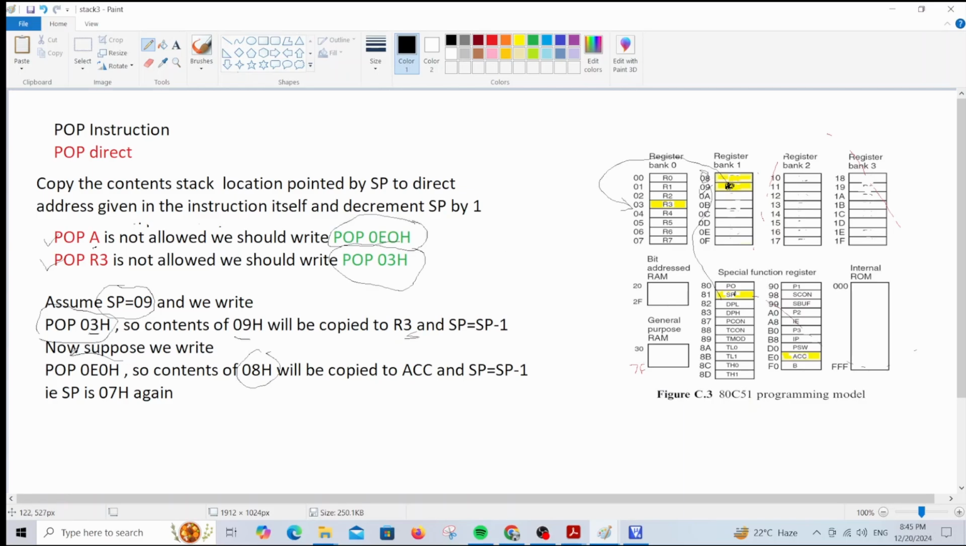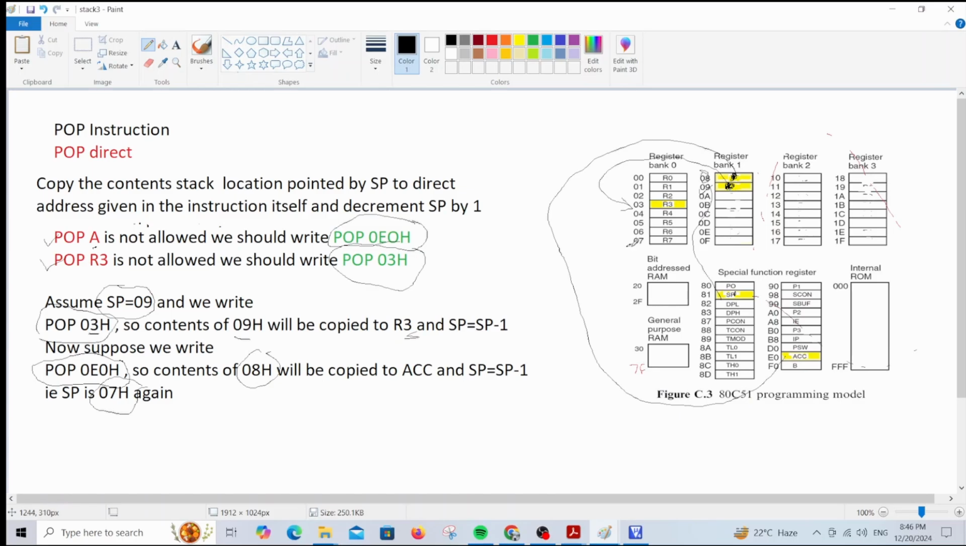Now suppose you again write an instruction like pop 0E0 here. What will happen? Now the stack pointer is pointing to this location, and whatever the contents are at this location will come into E0, that is your accumulator, right? And the stack pointer will again decrement. Now it will start showing 07. So it will start showing this location.